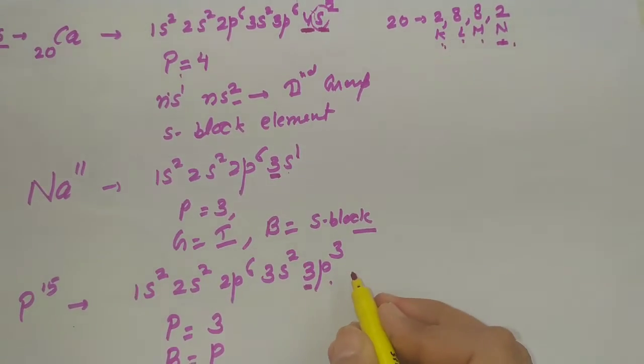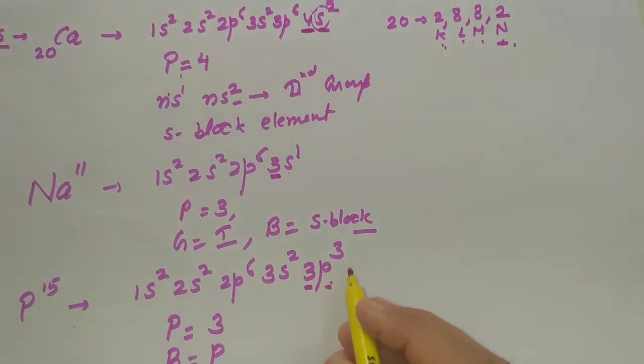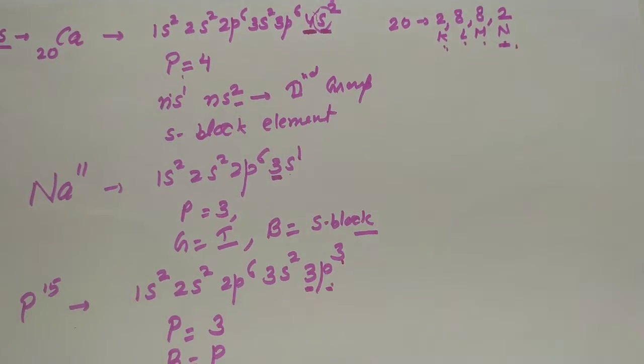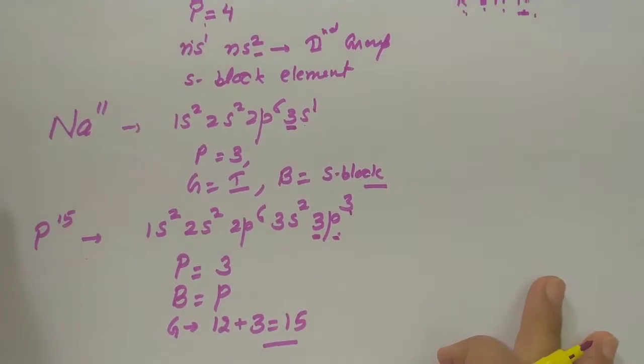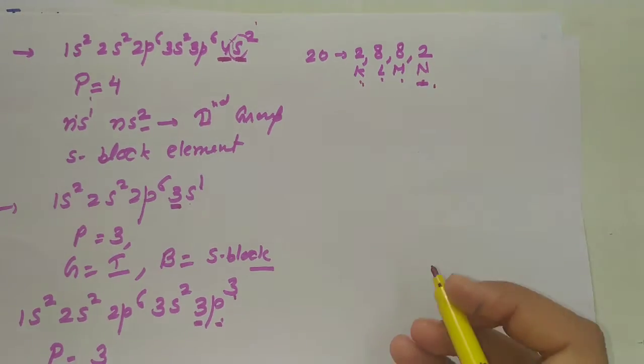For finding the group of a P block element, it is 12 plus the number of electrons in the last P subshell, which is 3. 12 plus 3 is 15. It means phosphorus belongs to the 15th group. Okay. Now I take the example of a D block element.